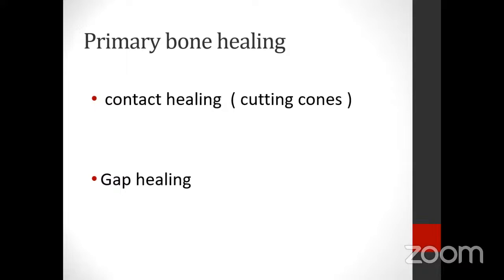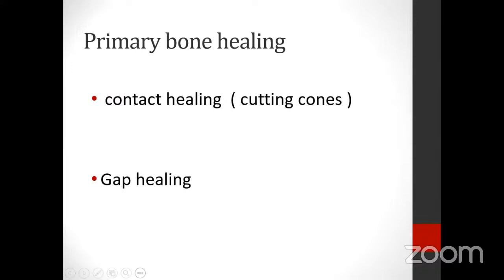Now, for the first type of bone healing, as we said, when the strain is less than 2%, we have the primary bone healing. Now, in general, we have the term primary bone healing, all of us know it, but we have to stress on this point today that even the primary bone healing, we have two types, the contact healing and the gap healing.